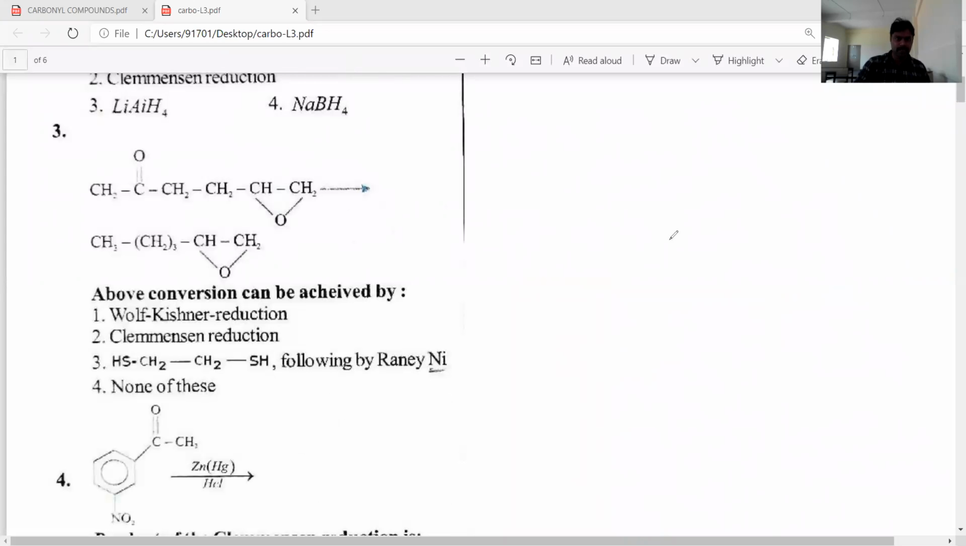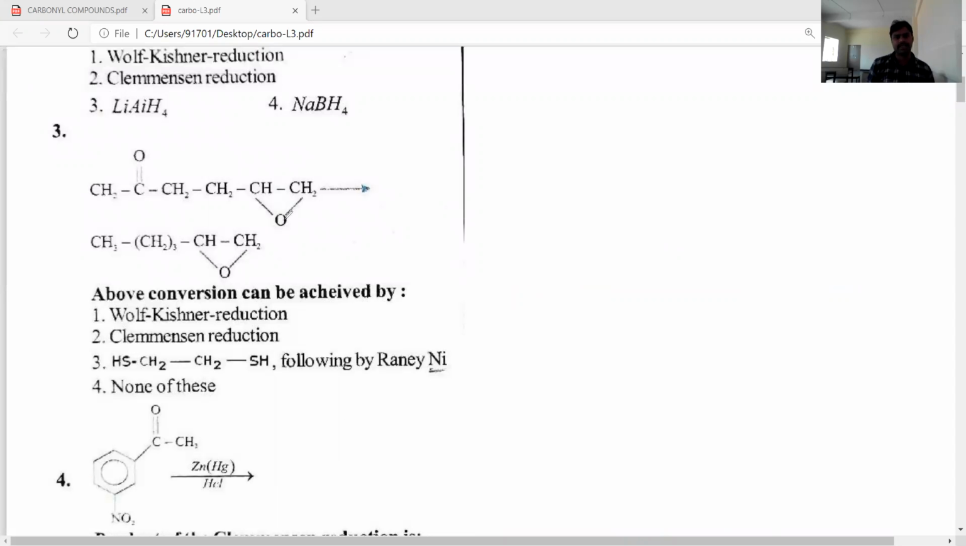Without affecting this ether functional group, this ether functional group will be affected in acidic medium as well as in basic medium. Ethers can be cleaved in acidic medium and converted into alcohols, as well as by hydrolysis in basic medium. But to leave that ether functional group undisturbed, we first see the C=O group, we have to protect it with ethane dithiol, followed by reduction in the presence of nickel catalyst. Then it is converted into alkane.